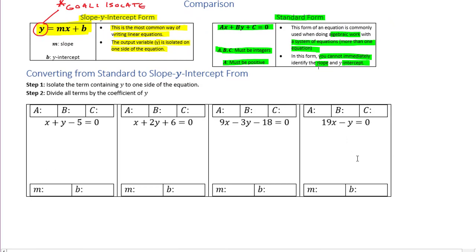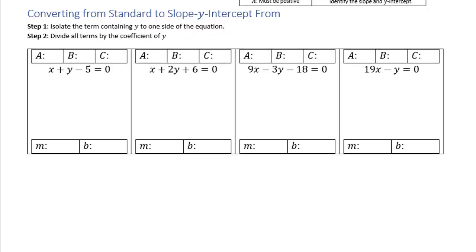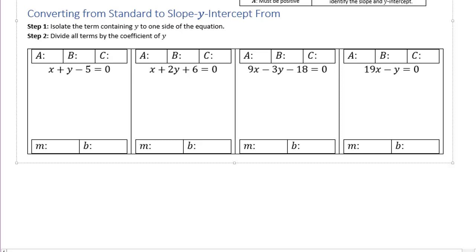All right, so let's talk about how we convert. I'm just going to move this down here, and we are going to convert a few of these. Okay, so here we go. I have 4 equations I want to convert from standard form. They're all in standard form, and I want to put them into slope y-intercept form.